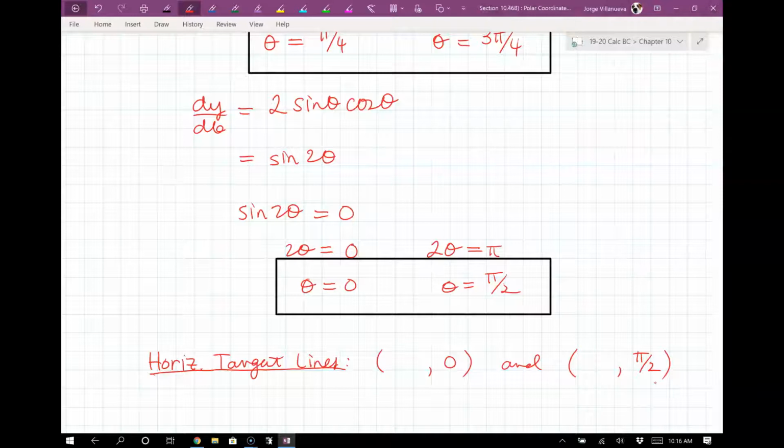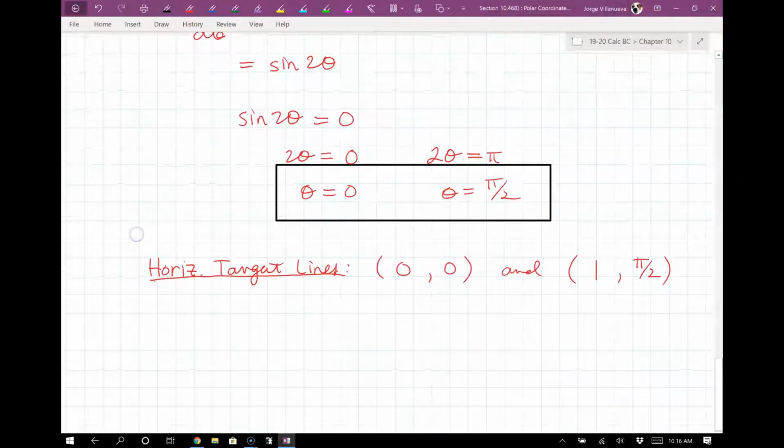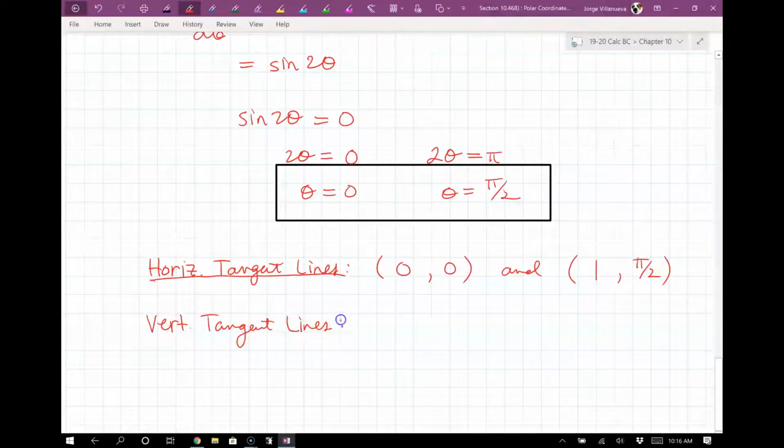So let's figure out R. So sine of 0 is 0. Sine of pi over 2 is 1. So there you go. Horizontal tangent lines. And then our vertical tangent lines. Well, those occur at pi over 4 and 3 pi over 4.